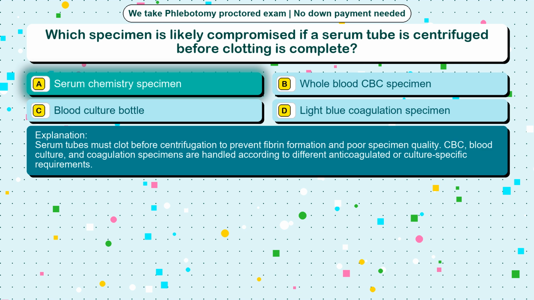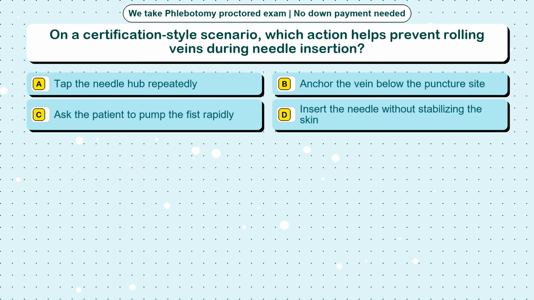Serum tubes must clot before centrifugation to prevent fibrin formation and poor specimen quality. CBC, blood culture, and coagulation specimens are handled according to different anticoagulated or culture-specific requirements. Question 8. On a certification-style scenario, which action helps prevent rolling veins during needle insertion?